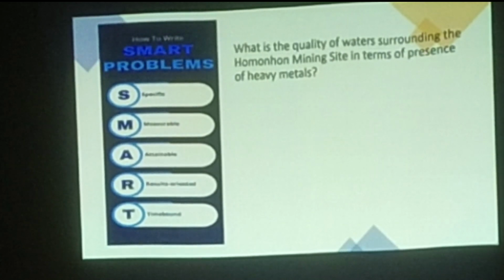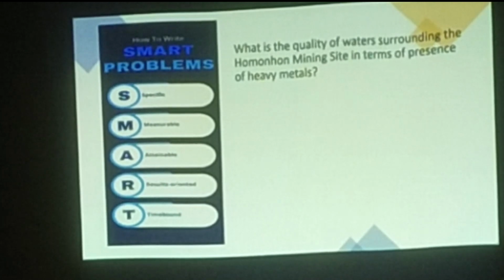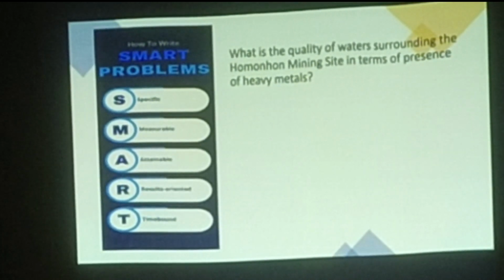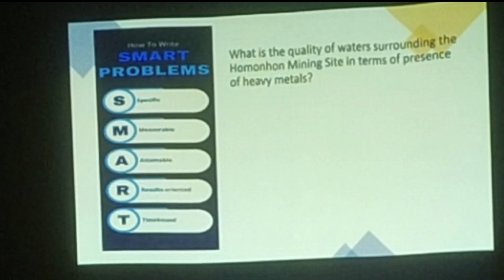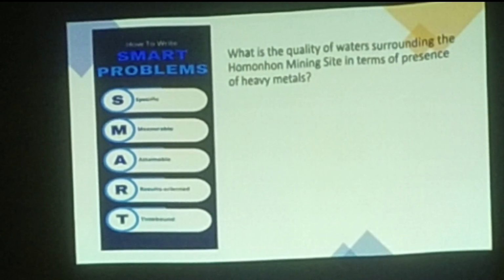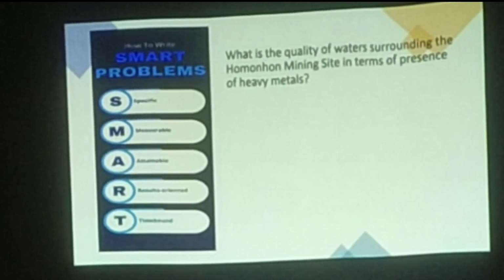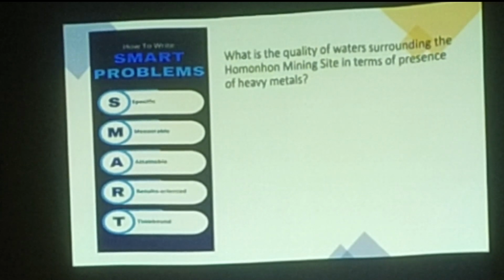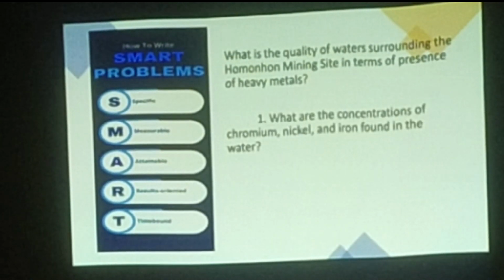So, yun. See that? Quality of water. Quality of water is a technical term. So when you say quality of water, there are different parameters to test whether something is good quality or bad quality. But there it becomes more specific because it's only measured quality of water based on presence of heavy metals. But it's even more specific because the site is there. So you know, oh, this is a mining site. This is an environmental assessment. So may ganun ka. And then, syempre, hindi lang dyan.